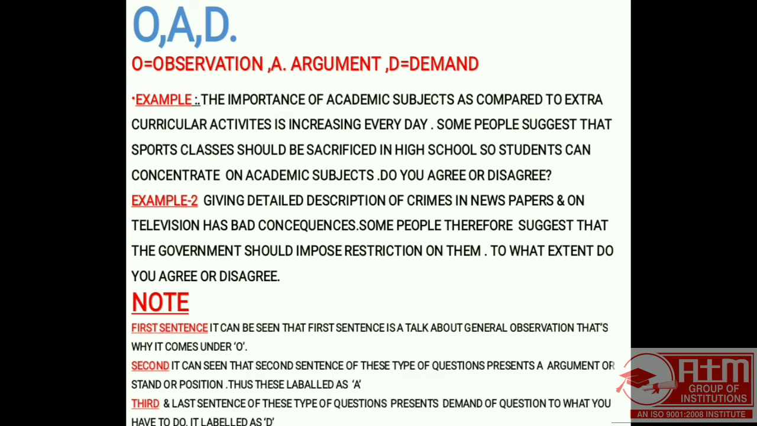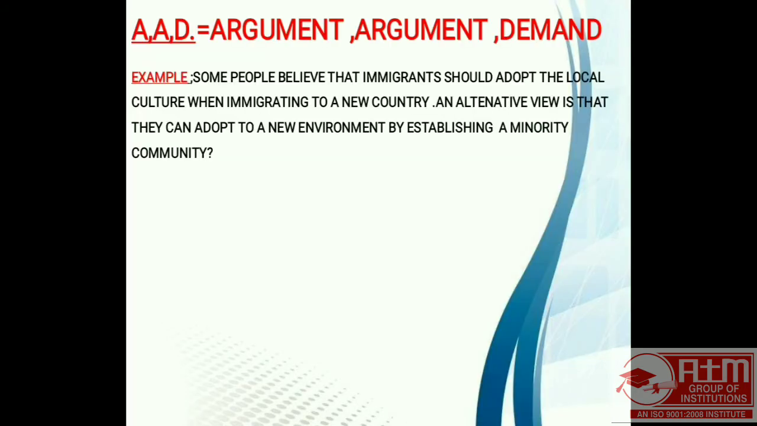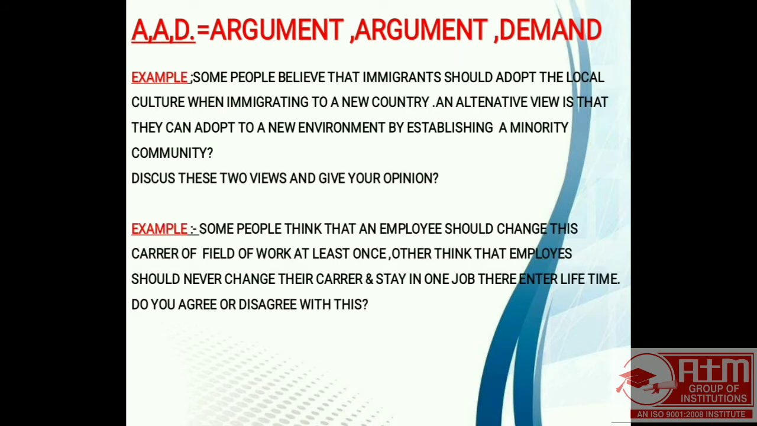Okay. Now I would like to share with you the next thing. This is called AAD. Argument, argument and demand. You can see in this question there are 2 argumentative statements. Some people believe that immigrants should adopt the local culture while immigrating to a new country. An alternative view is that they can adapt to a new environment by establishing a minority community. There are 2 argument statements and one demand statement. Discuss these 2 views and give your opinion. That is the demand.